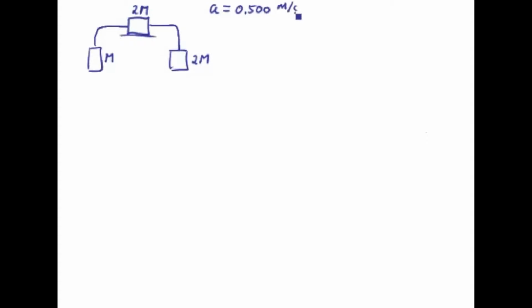So let's list the information that was given. We have the acceleration. And then we have the kinetic coefficient of friction is what we're looking for. All right, so we have that listed here.